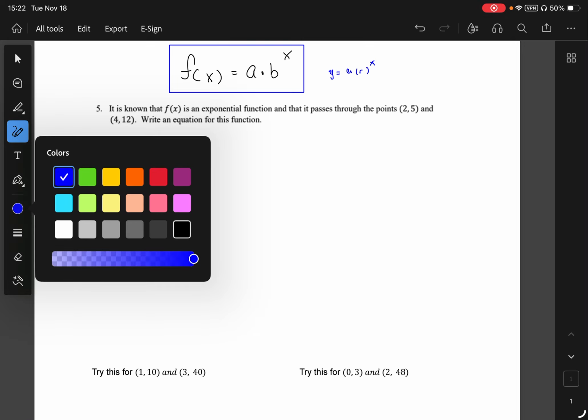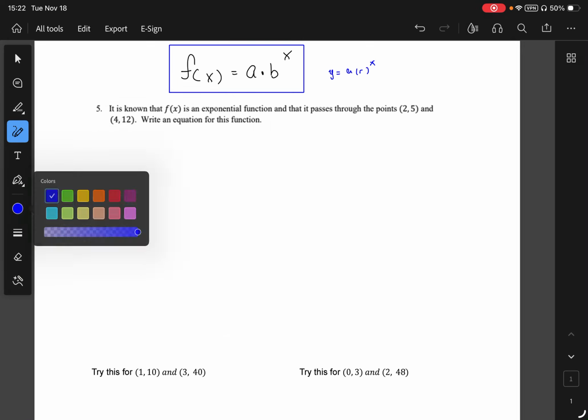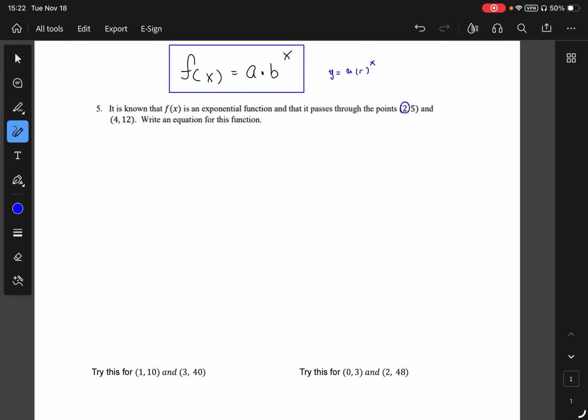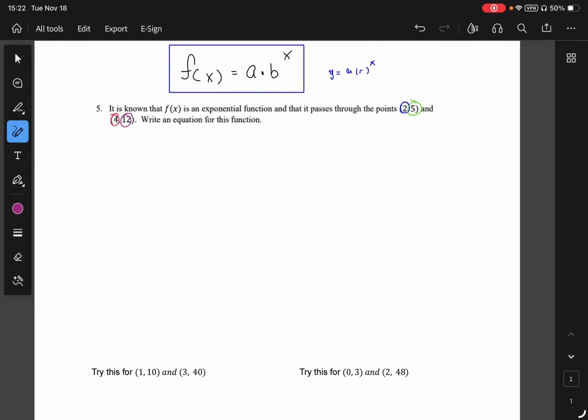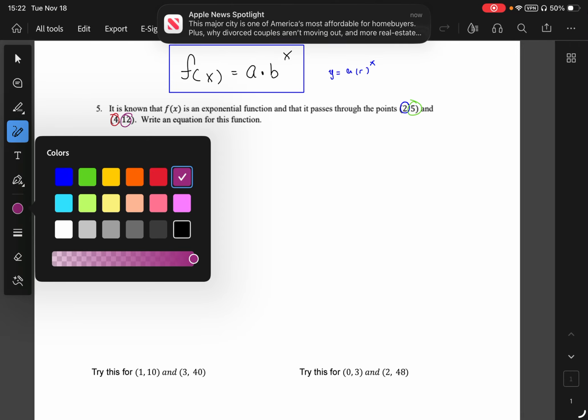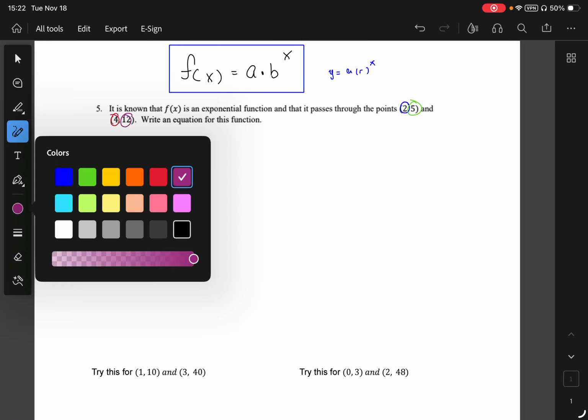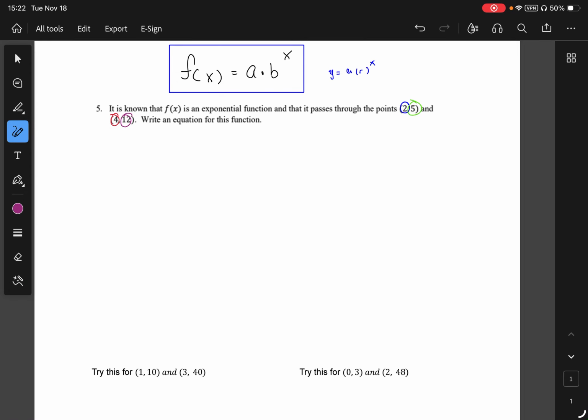So what we're going to start doing is I'm going to start by color coding my points. I'm going to say that the 2 is blue, the 5 is green, the 4 is red, and the 12 is purple. So we're going to start by writing an equation. Through this, we are going to plug our points into this equation here.